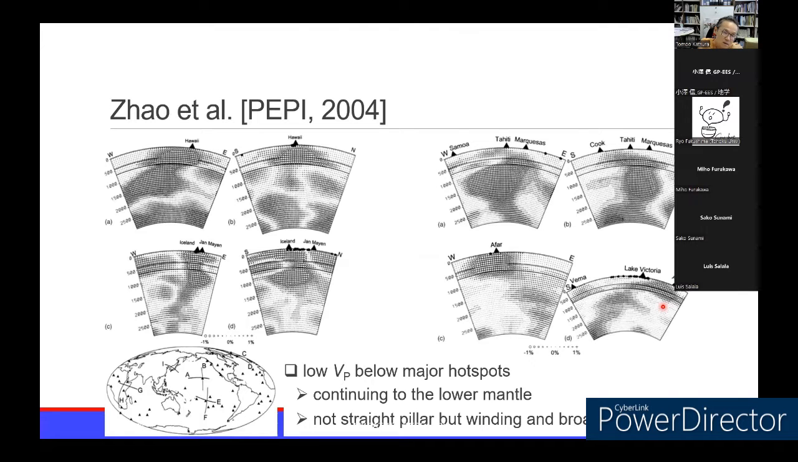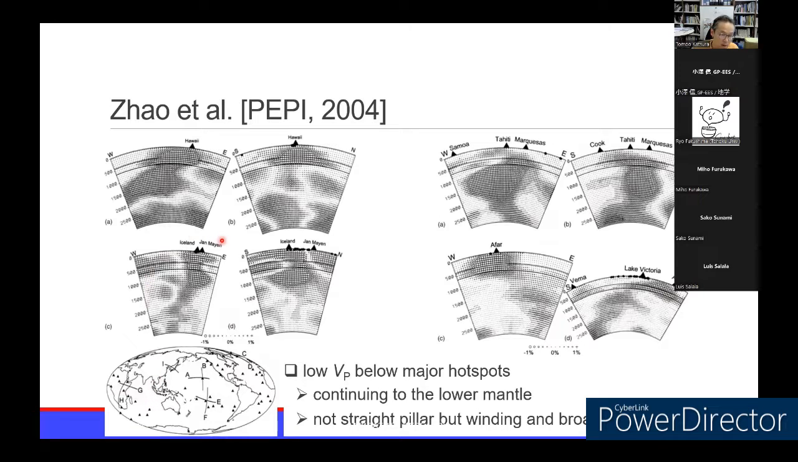This slide shows the results of Zhao et al. 2004. These are cross-sections beneath Hawaii Islands. These are under Hawaii Island, and this is below Iceland and Jan Mayen in the North Atlantic. This is Tahiti, Marquesas and the Cook Islands in the Southern Pacific, and this is Afar, Lake Victoria and Afar in East Africa.